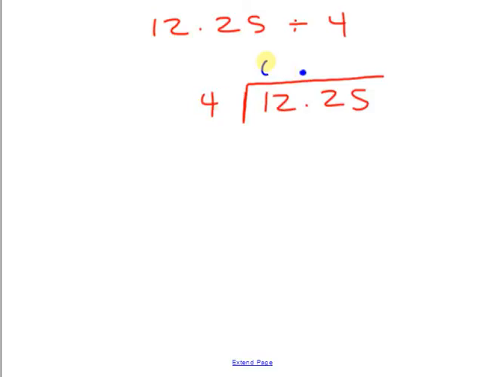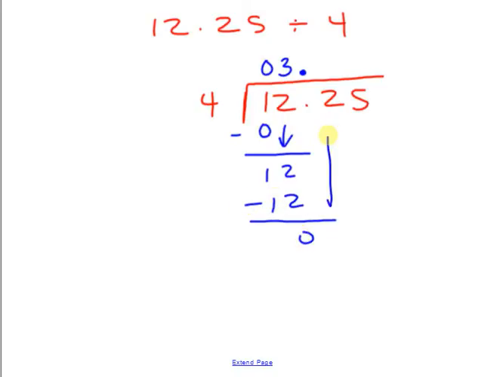4 goes into 1 0 times. 0 times 4 is 0. Subtract. 1 minus 0 is 1. Bring down the 2. 4 goes into 12 3 times. 3 times 4 is 12. Subtract. 12 minus 12 is 0. Bring down the 2. 4 goes into 2 0 times. 0 times 4 is 0. Subtract. 2 minus 0 is 2. Bring down the 5.